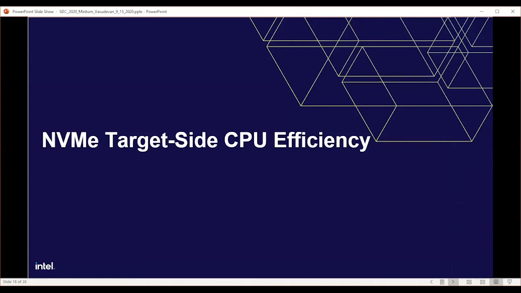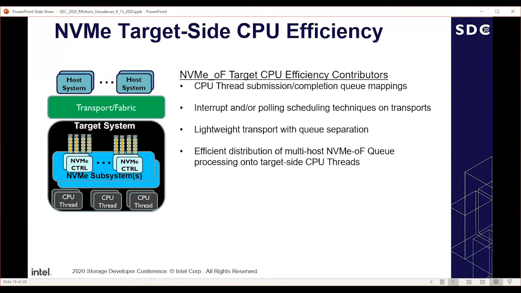So what we want to cover next is moving from the host side over to the target side, just to look at the efficiency on the target side of these transports. For the target side efficiency, we looked at the two open source targets, and really looked at some of the common methodologies that were used to scale the target up to support multiple host systems. It's really around how I can get the most efficiency out of the CPU threads and service the most queues that are spread across the most host systems out there on the network.